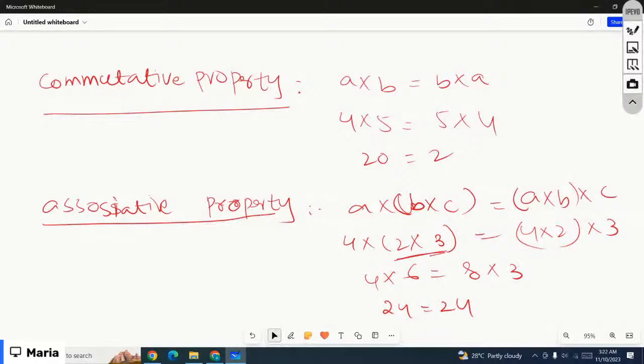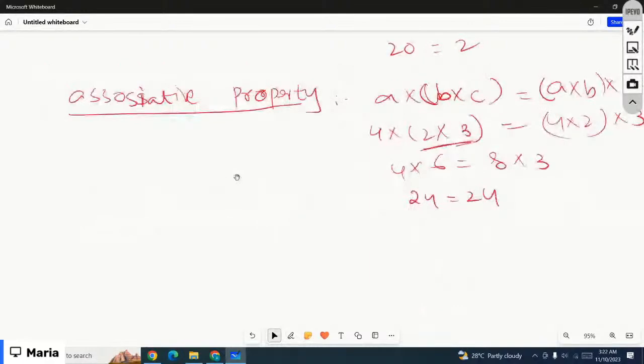That is the associative property. The next one is identity. Identity means whenever you multiply a number by 1, you get exactly the same number. The number does not change. 1 times A equals A. Any number you multiply by 1, the answer is exactly the same number, right?